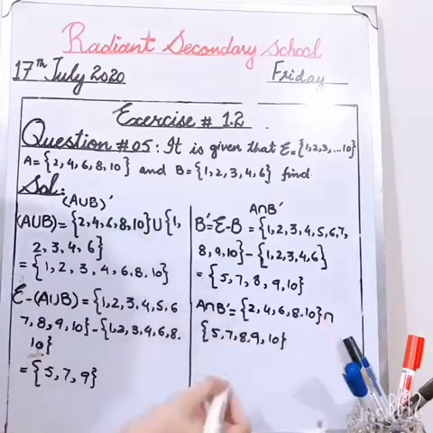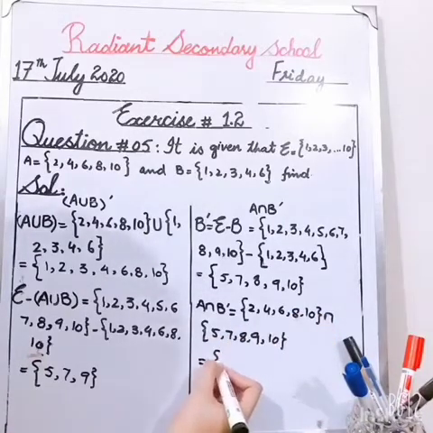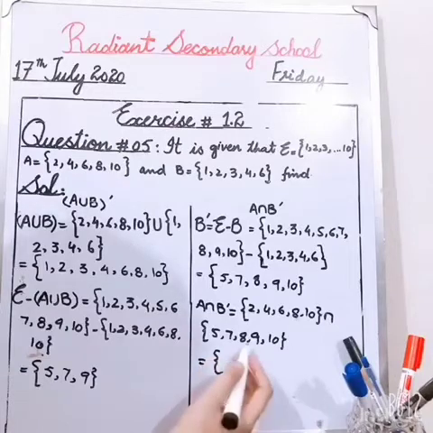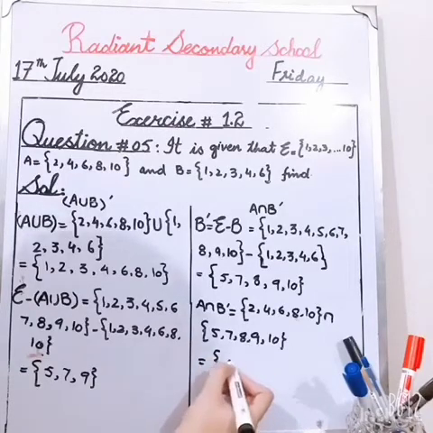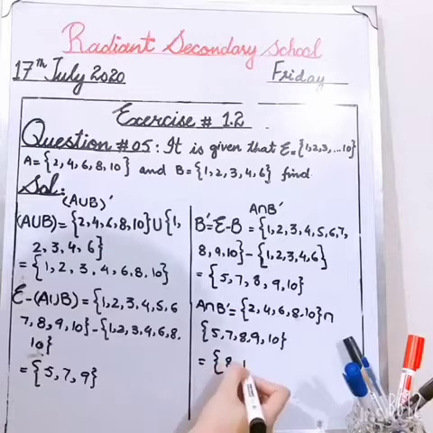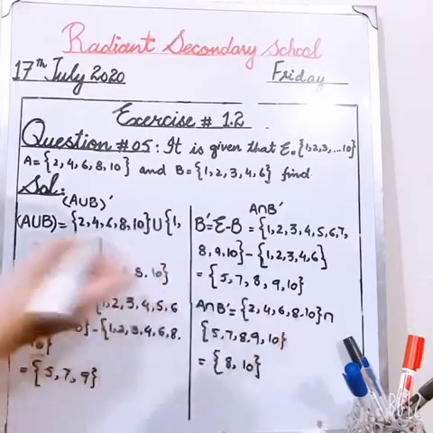Now the intersection means the common elements, and what are the common elements between the two? 8 and 10. So this is our answer.